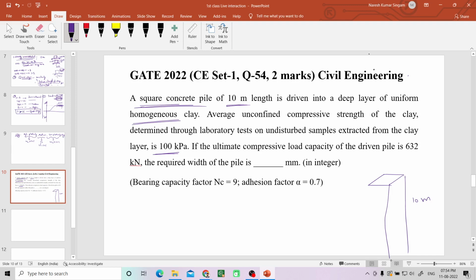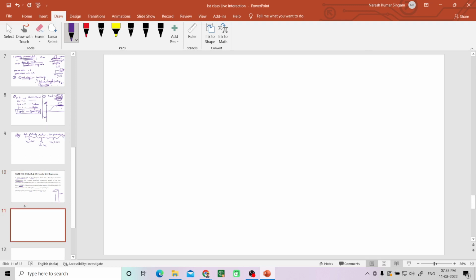Okay, now it is a numerical problem and it is fill in the blanks. That means you have to solve and fill in the answer. There are no multiple choices, and extra information is given. NC is 9, which is called the bearing capacity factor, and the adhesion factor alpha is 0.7. Okay, let's solve this first. Here first let's draw the diagram nicely.